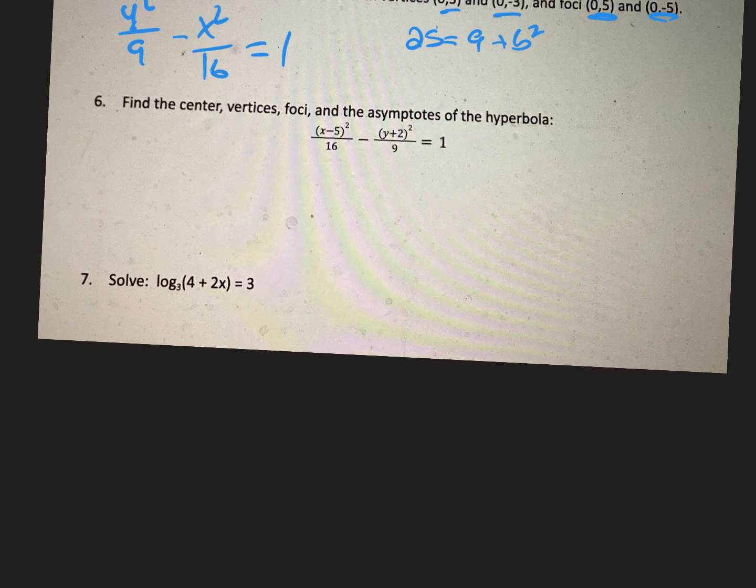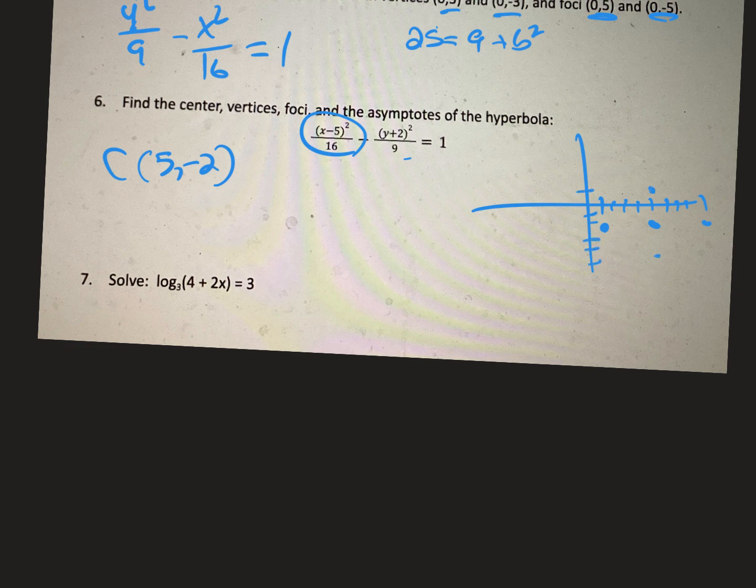Okay, now number 6, they're shifting it around a little bit. So the center is the opposite of what's inside your parentheses. So the center is 5, negative 2. That's the first answer. So I'm going to go to 5, negative 2. There's the center. And because x is first, it's the major, I'm going to go right 4 from there, left 4 from there. And because there's a 9 underneath the y, I'm going to go up 3, down 3 from there to draw my box. Okay, there's the box. I'm not doing a rush job on these things.